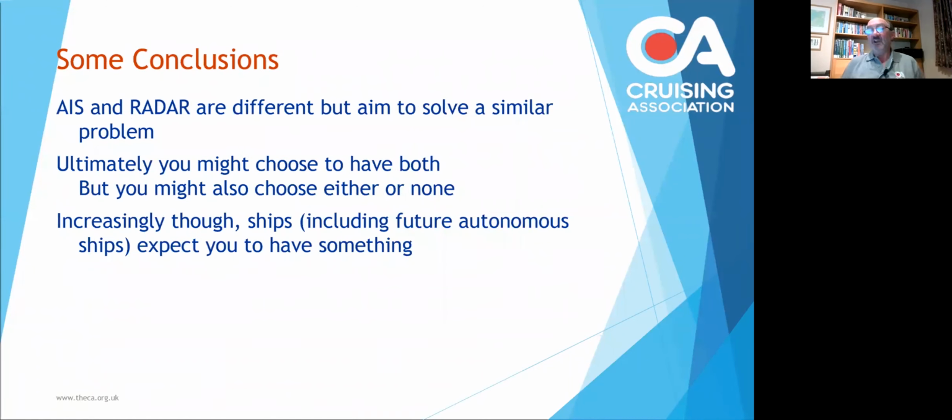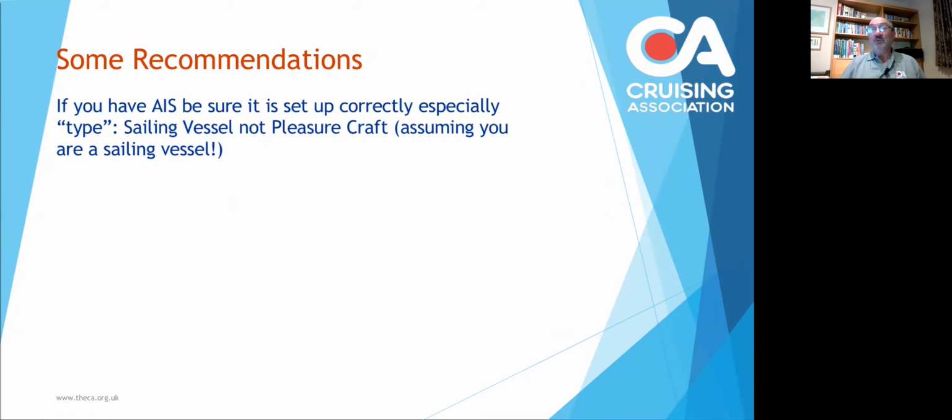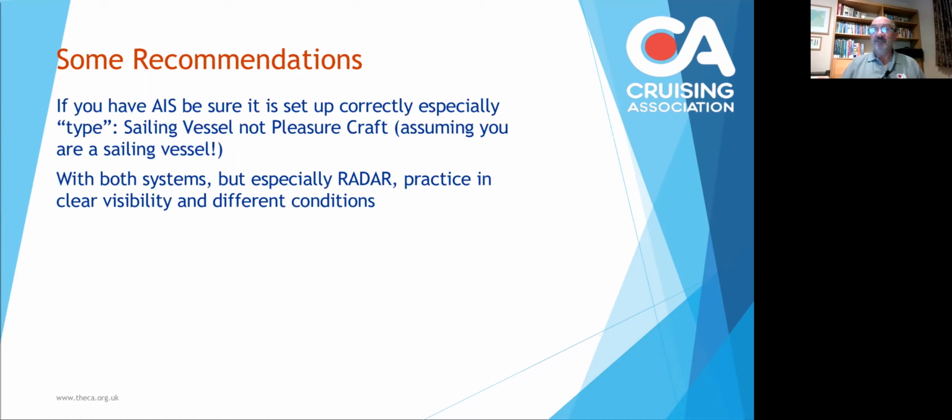So, some conclusions, and I'm very aware we're getting close to the end here. AIS and radar are different, but aim to solve a very similar problem. Ultimately, you could choose both. You might choose one, you might choose none. Increasingly, those ships, including the future autonomous ships, will expect you to have something. And a few recommendations. First of all, as I mentioned earlier, if you're fitting AIS, please make sure that you've set the type correctly. If you have a sailing vessel, then make sure it is set to sailing vessel, not pleasure craft. With both systems, but particularly with radar, practice in clear visibility and different conditions.